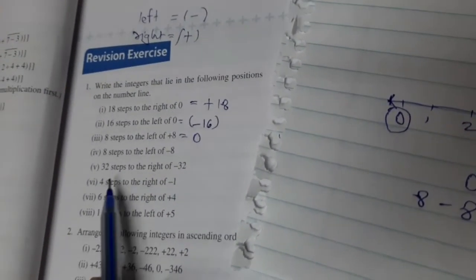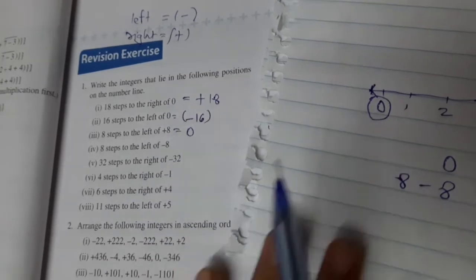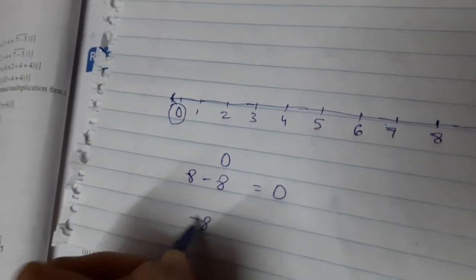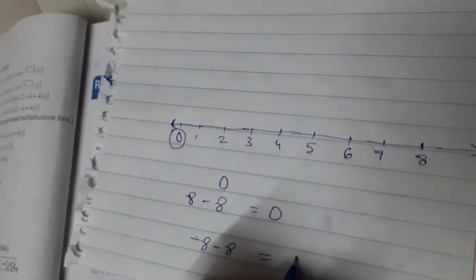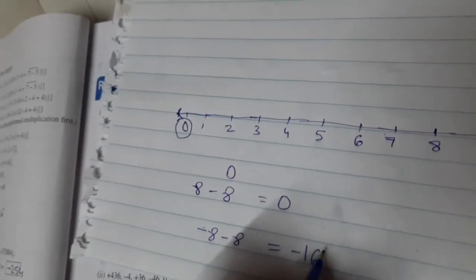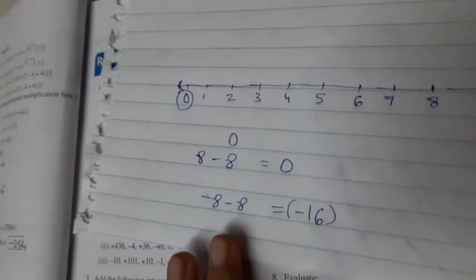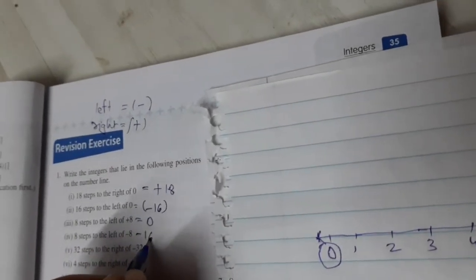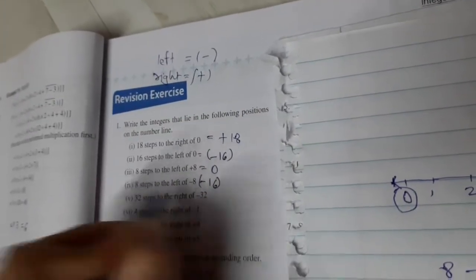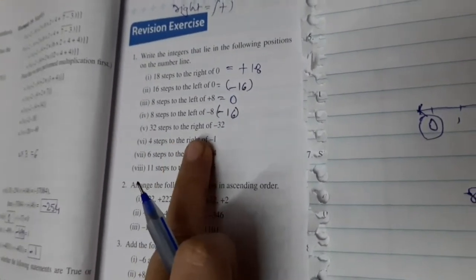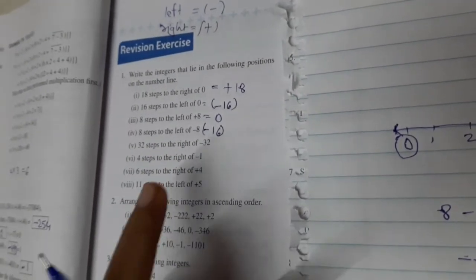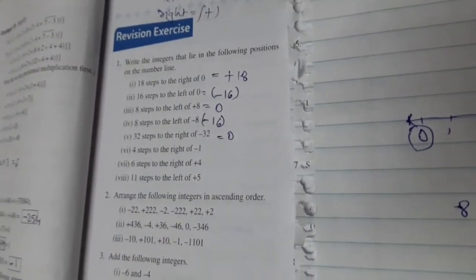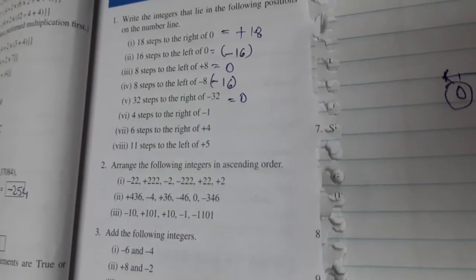Then similarly here, 8 steps left of minus 8. Now here minus 8, then left means again minus 8. So minus minus, plus, and the sign of the greater digit. So what answer will you get? You will get minus 16. Next one, 32 steps to the right of minus 32. Again minus 32 and right means plus. So minus 32 plus 32, what will you get? You are going to get 0. Minus plus minus, so 32 minus 32, 0.